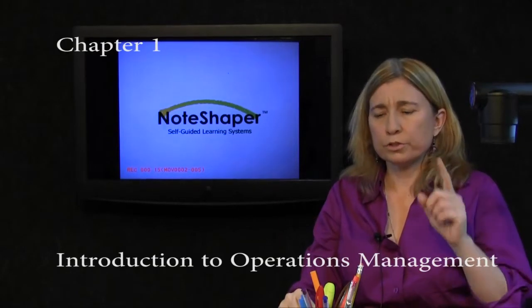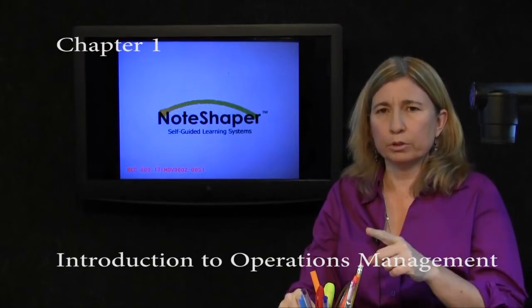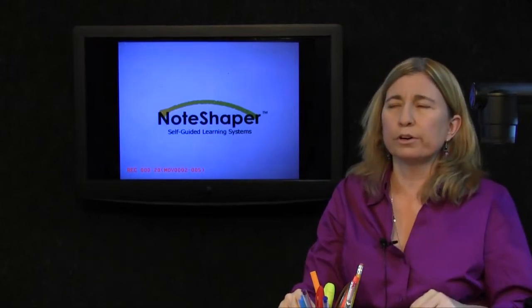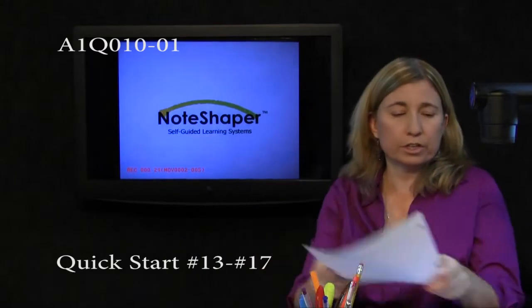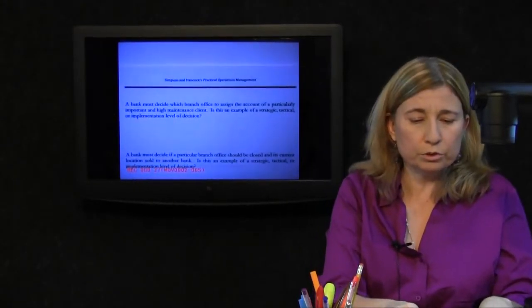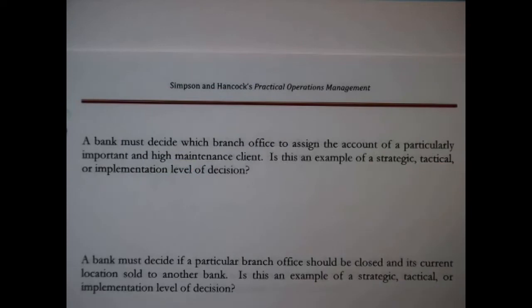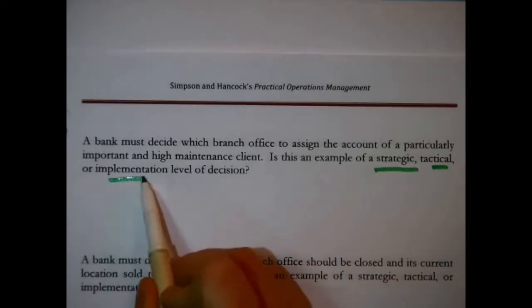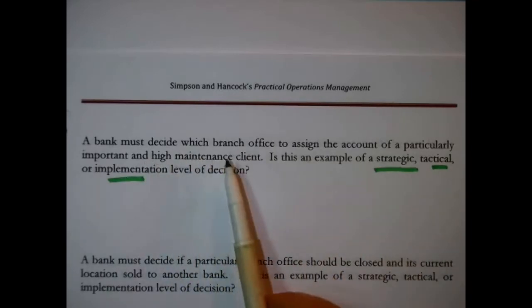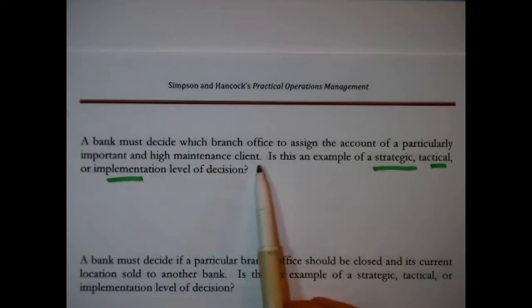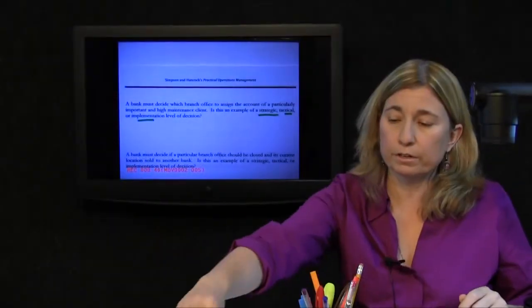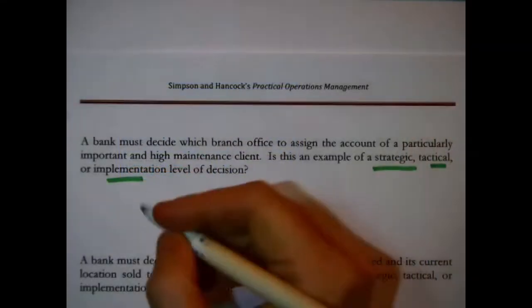The words strategic, tactical, and implementation refer to the so-called hierarchy of decision making. This question is asking you to diagnose which level in that sequence a particular example falls. A bank must decide which branch office to assign the account of a particularly important or high maintenance client. Is it an example of strategic, tactical, or implementation?